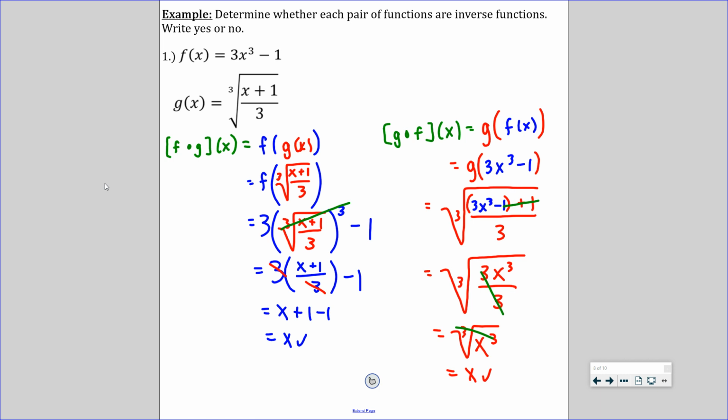So are f and g inverse functions? Yes, indeed. They are inverses of each other. Yes.